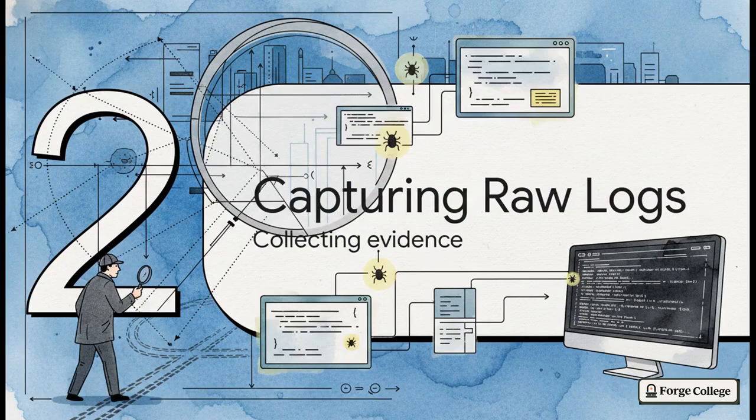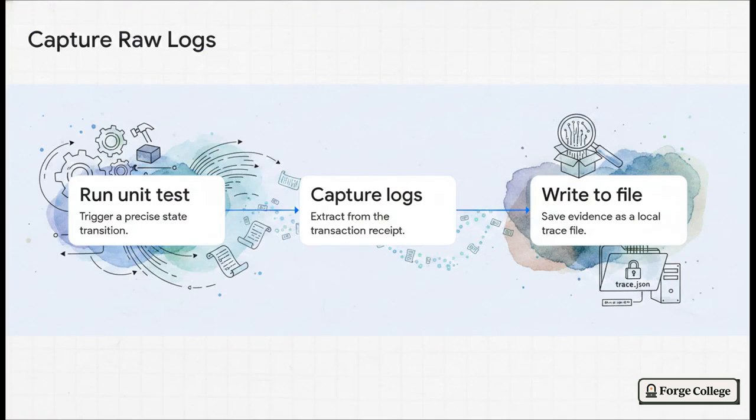Moving right along to Section 2, capturing raw logs. It's time to collect our evidence. Let's head straight to the scene of the action. First up, we use our local test runner, something like Hardhat or Foundry, to trigger a specific state transition in our contract. When that transaction executes, boom, it generates a receipt. Our second step is to very carefully extract the logs directly from that transaction receipt. Finally, we take those captured logs and write them out to a local JSON trace file. And just like that, this file becomes our collected evidence bag, sitting securely on our local machine, completely ready for analysis.